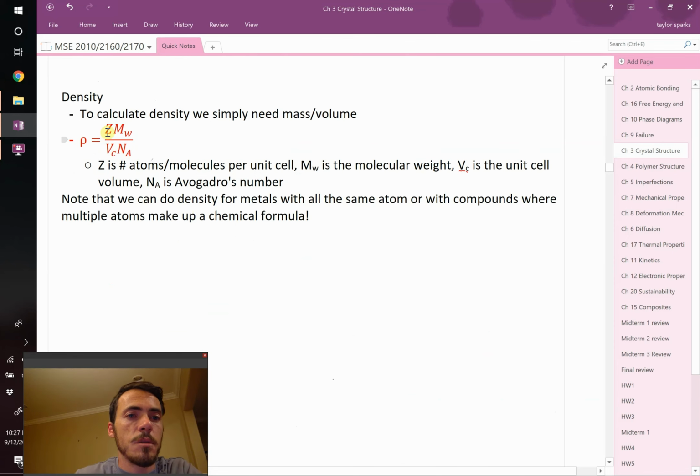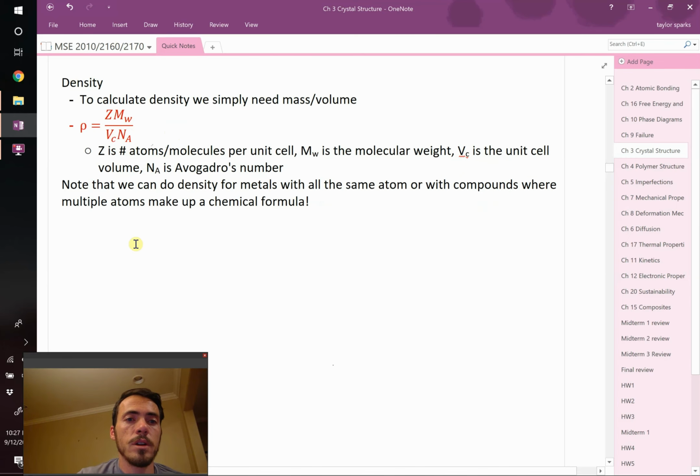Density is going to be Z. That's going to be the number of atoms or molecules per unit cell. So for metals, we're just going to do atoms, but soon we're going to get to ceramics and we'll have to talk about molecules. So for now, think atoms, that's okay. M sub W, that's our molecular weight of the atom, not the molecule. If you're doing molecule over here for Z, then you have to do molecular weight for the whole molecule, not for the atom. So again, we'll show you an example in a minute. V sub C is the unit cell volume, and N sub A is Avogadro's number, right?